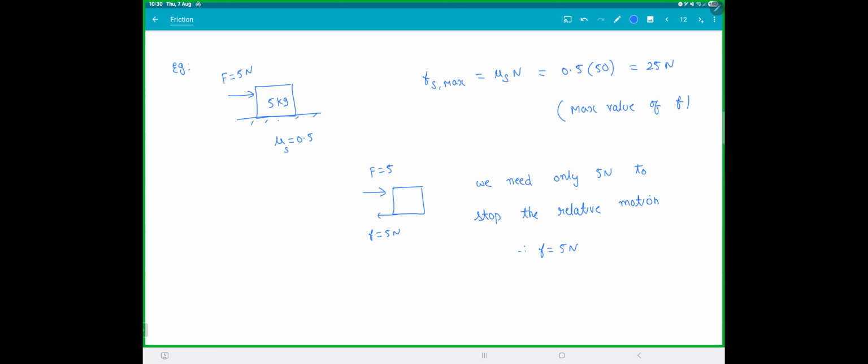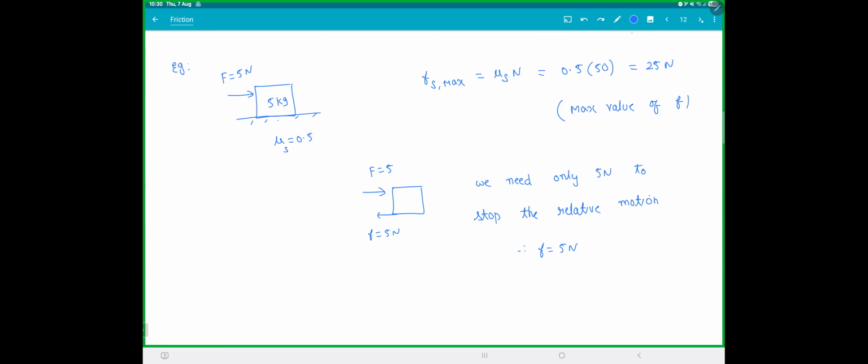Are you getting this? Meaning, think of it like this. If I apply 25 newtons, the springs will break, the cold welding will break. But up to 5, I can stop the relative motion. So friction is not 25 newtons here. This is what I was saying. Friction can be any value less than or equal to 25. Depending on the situation, friction will change.